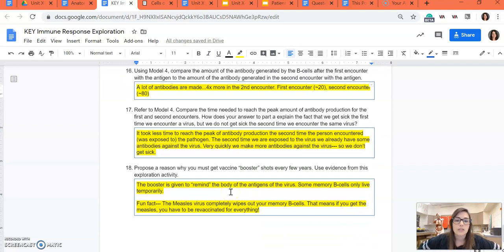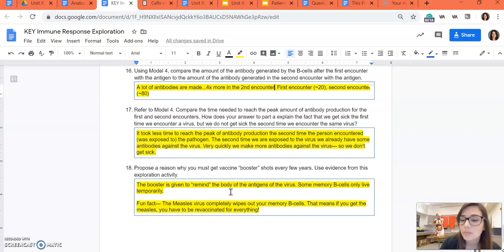Number 17, it took less time to reach the peak of antibody production the second time the person was exposed to the pathogen. The second time we are exposed to a virus, we already have some antibodies against the virus. Very quickly, we make more antibodies against the virus so we don't get sick. And again, it's different depending on every person, right? If somebody has a compromised immune system, this process doesn't happen as easily as it would in a healthy person. The last question, the booster: a vaccine booster is given to remind the body of the antigens of the virus.